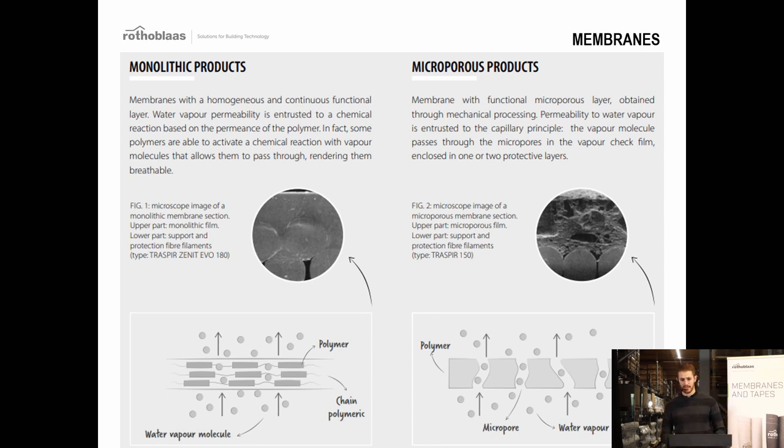In the microporous products, all the molecules are produced in a way that there are some very, very small gaps between one molecule and the other. They're not holes, of course, because they are still waterproof, so we don't have holes, but the water vapor molecules can pass through capillarity through these small gaps that are formed.